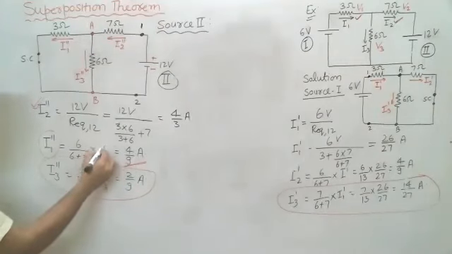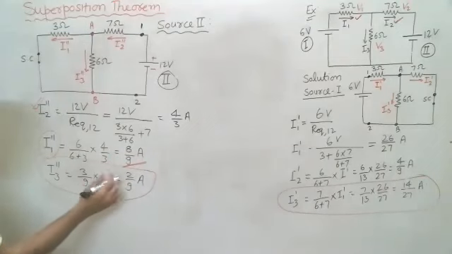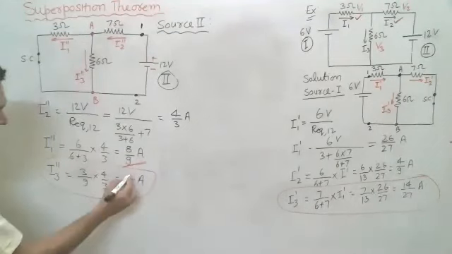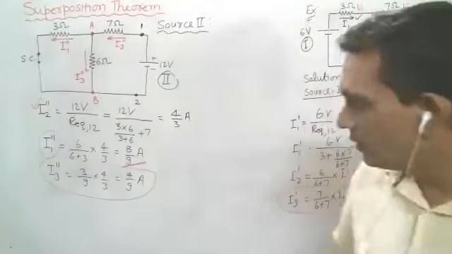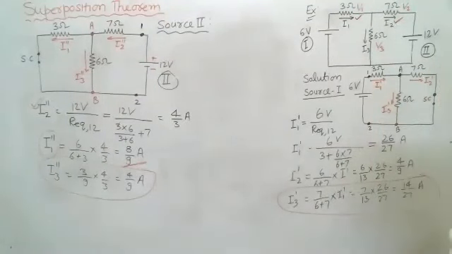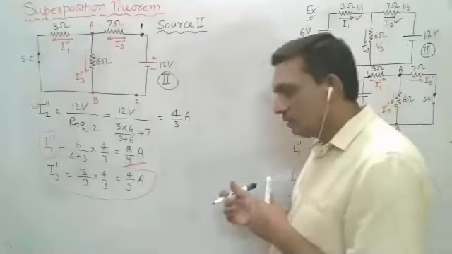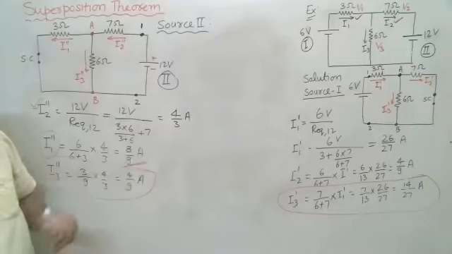Here you will get 4 by 3. So this will be 8 by 9. This is 4 by 3. So that will be 4 by 9. Please verify these currents. Is it clear? Current I dash and I double dash.